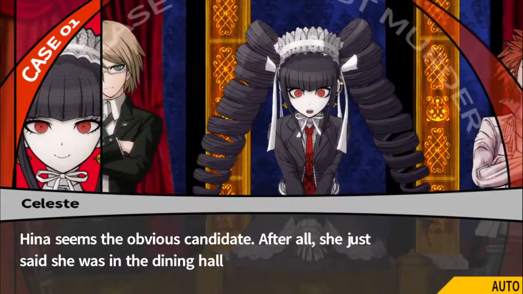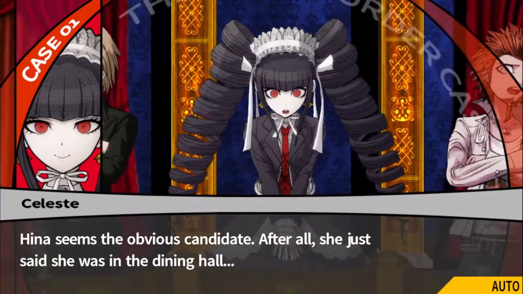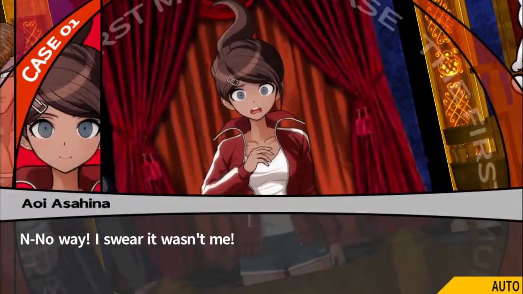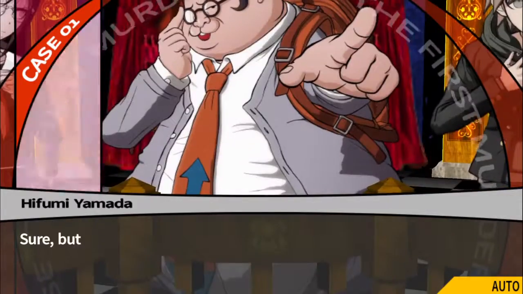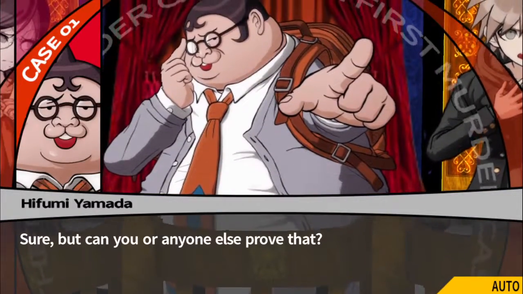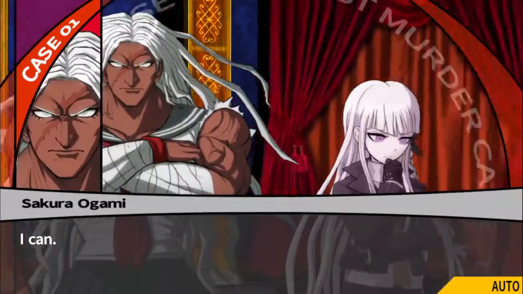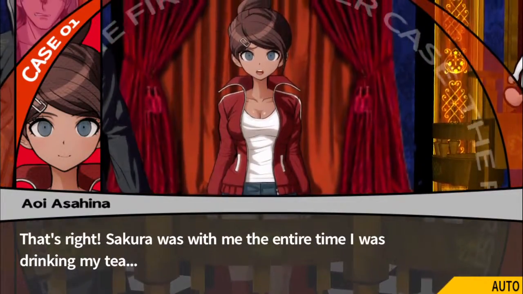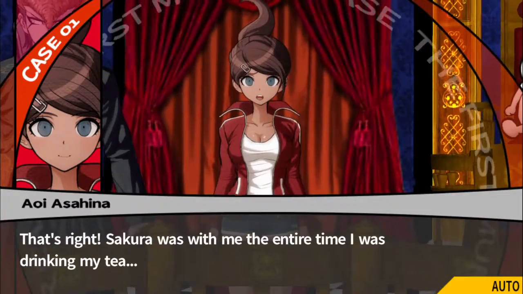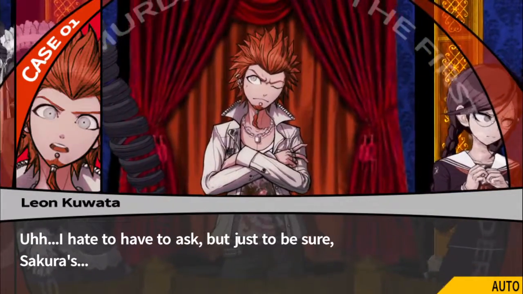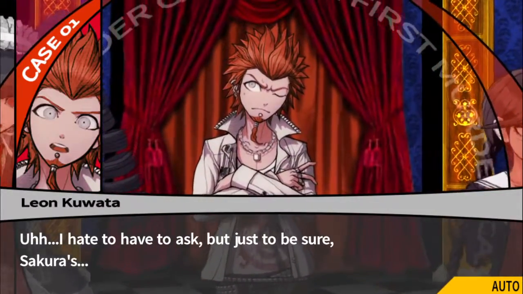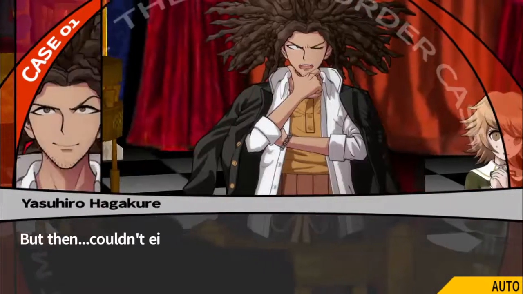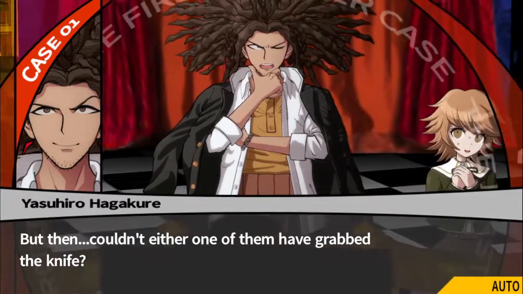Hina seems the obvious candidate. After all, she just said she was in the dining hall. No way! I swear it wasn't me! Sure, but can you or anyone else prove that? I can. That's right. Sakura was with me the entire time I was drinking my tea. I hate to have to ask, but just to be sure, Sakura's... Me. Right. But then, couldn't either one of them have grabbed the knife?